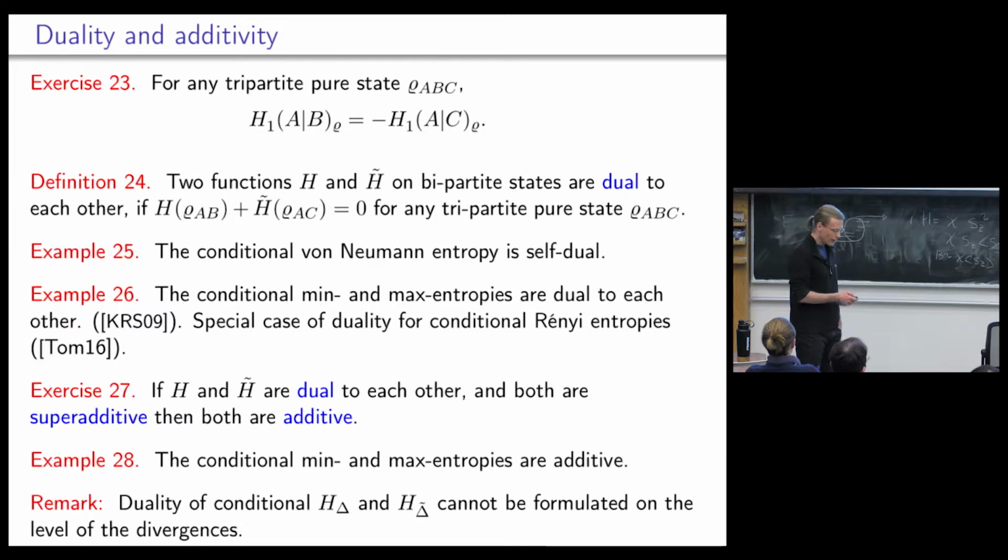Okay? And one thing which is very nice about this duality concept is that most of the properties of these information quantities we can derive from this parent quantity, this divergence. But duality we cannot formulate on the level of divergences. So this is really something very specific to conditional entropies.